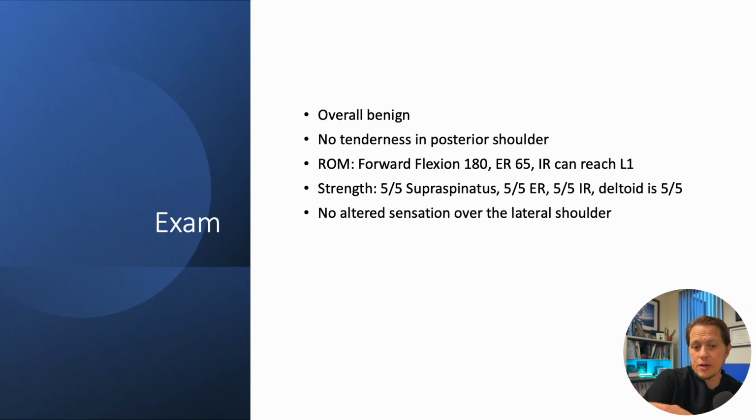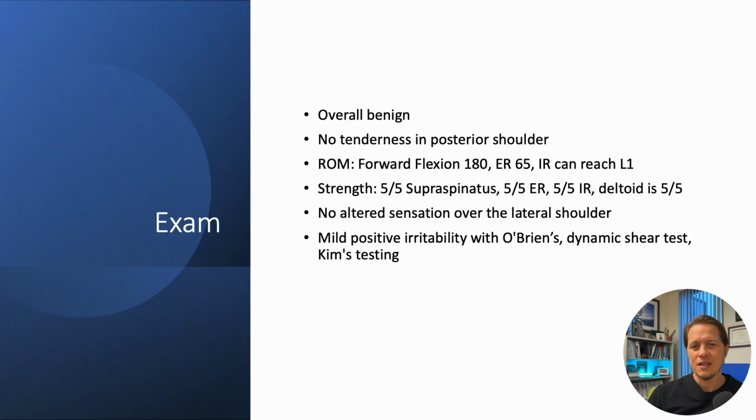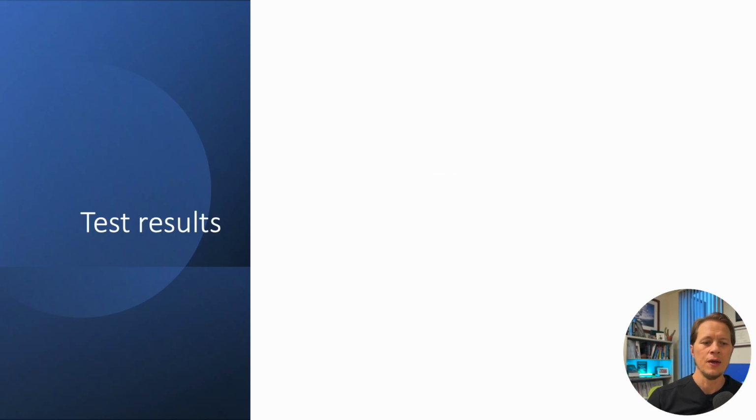So if you're starting to think about axillary neuropathy, you'd expect to get a patch of numbness there. If it was like a shoulder dislocation case and you expected a traction axillary neuropathy. Did have some irritability with O'Brien's and some other labral testing. So now we're starting to think, well, maybe it's a labral tear case here.